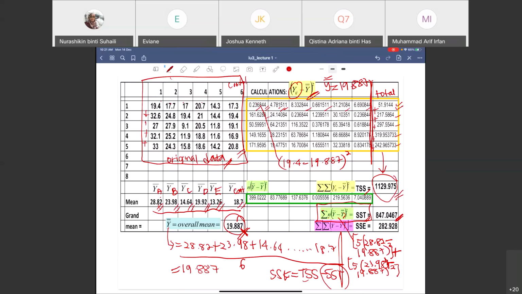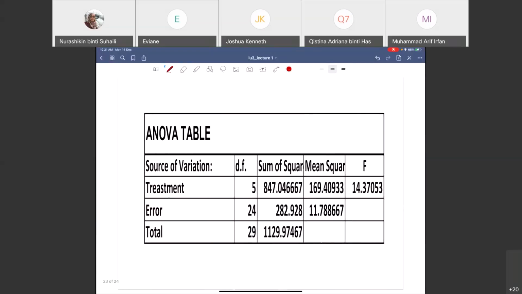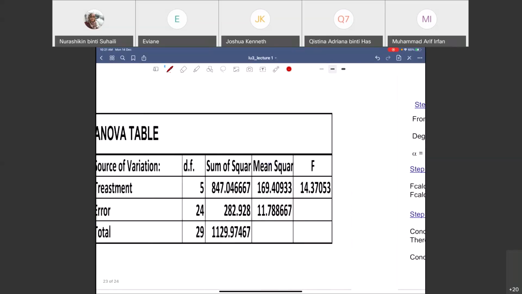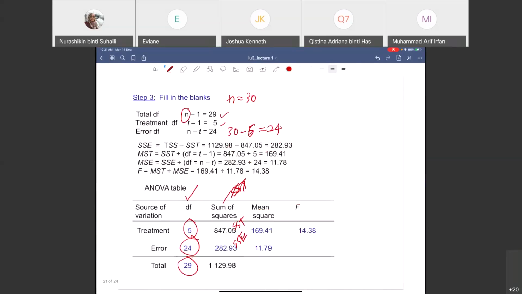Okay, so once you get the TSS, you know the SST, so you can solve for the SSE. TSS minus SST, you got SSE. Okay, so that is how you solve for TSS, SST and SSE. So this is the most tedious part of the ANOVA. Once you have the values just now, you fill up these values. This one, and also this one.